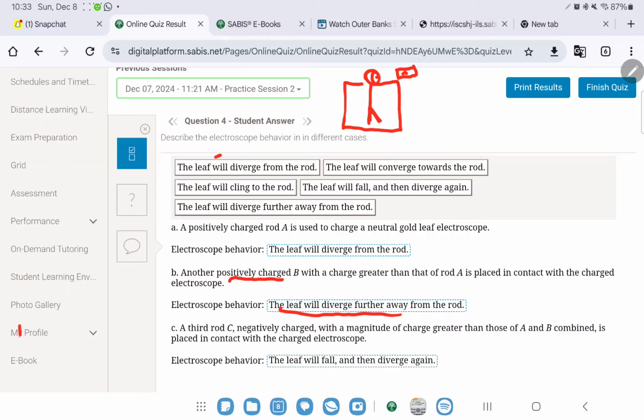Since now the rod's positively charged, what's gonna happen when you bring the stronger negative charge is the negative charge is gonna keep adding charge till it cancels out all the positive charges, so it becomes neutral. So when it becomes neutral, it's gonna fall back to being straight, it's not gonna diverge, and then the minute you have extra negative charges, it's gonna diverge again.